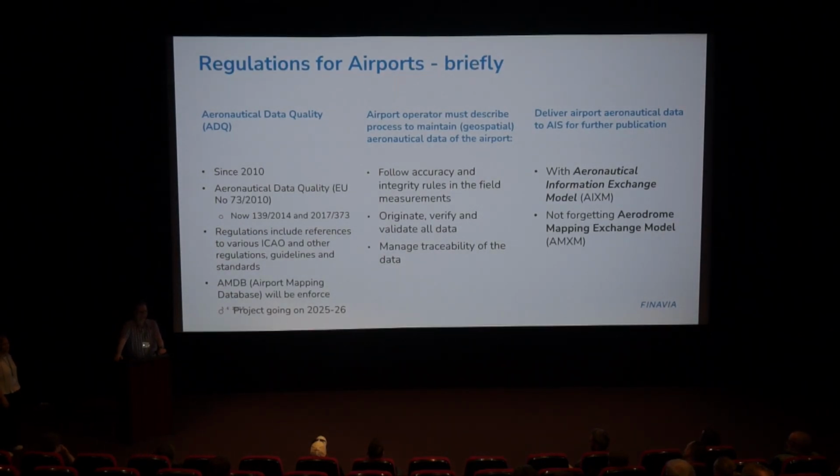Regulations for airports, very briefly: if you talk with airport or aviation people, we talk about aeronautical data quality, ADQ, which was first implemented in 2010. And there's a new regulation coming after that, 139 of 2017. There are also references to ICAO, which is a UN-based aviation regulatory advisory board, and other regulations. And now we are implementing a project with the AMDB, the Airport Mapping Database, which is our first GIS database.